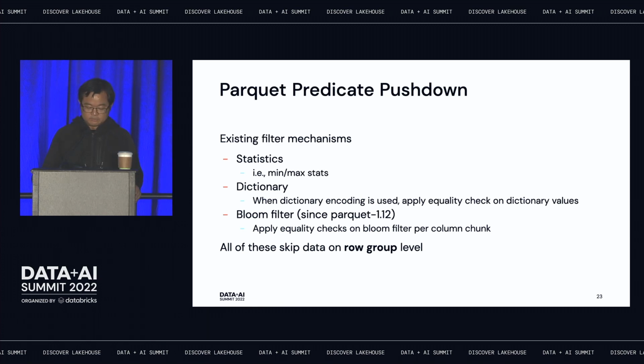So basically, all those three types of filter mechanisms only skip data on the row group level. As you can see, that row group is usually pretty large. It has 128 megabytes by default, and sometimes even larger.